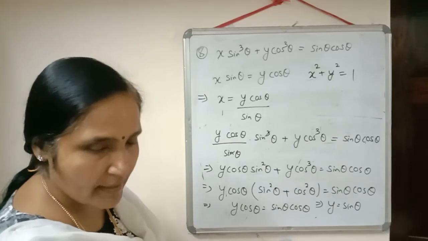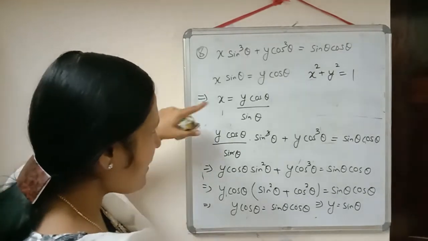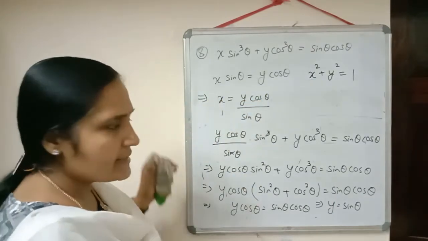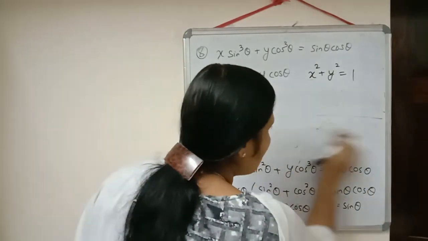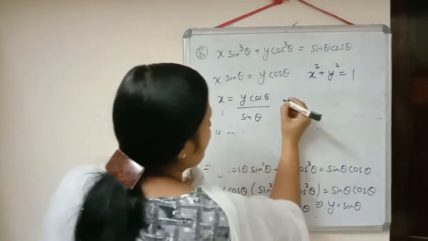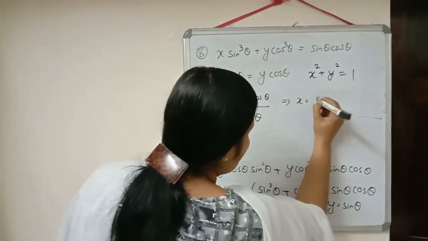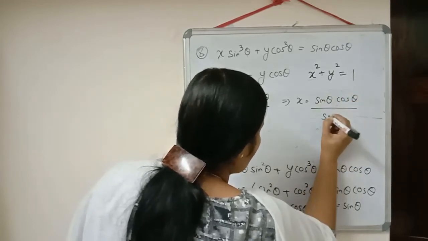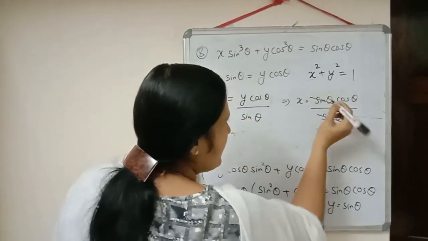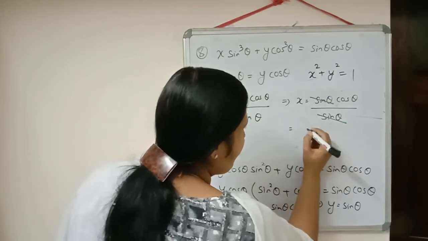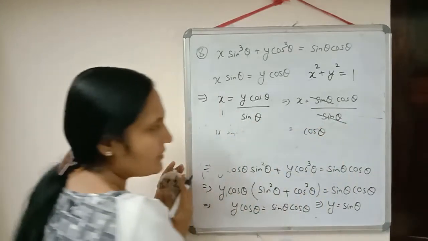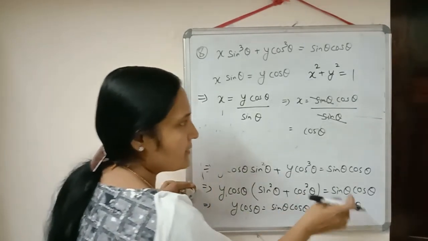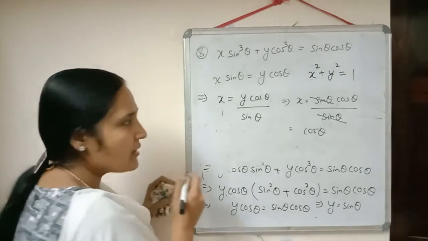Now we will check what will be the value of x. Already we wrote here x is equal to y cos theta by sin theta. So substitute the value of y there. What will come? We will get x is equal to, in place of y I am going to substitute sin theta. So sin theta cos theta by sin theta. Sin theta and sin theta will get cancelled. Remaining, it will be x is equal to cos theta. So we got y is equal to sin theta and x is equal to cos theta.